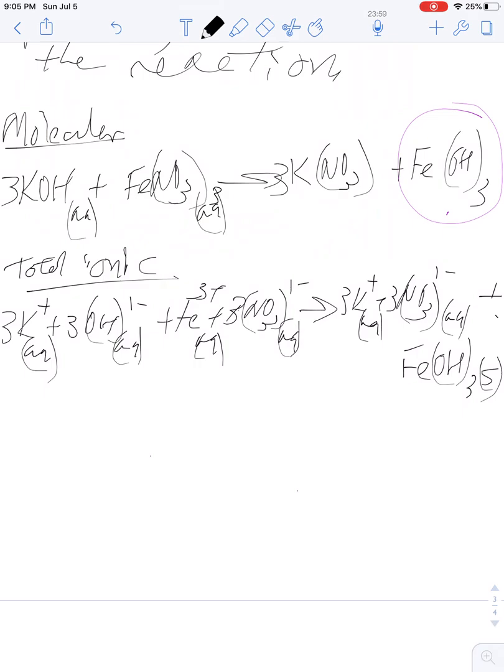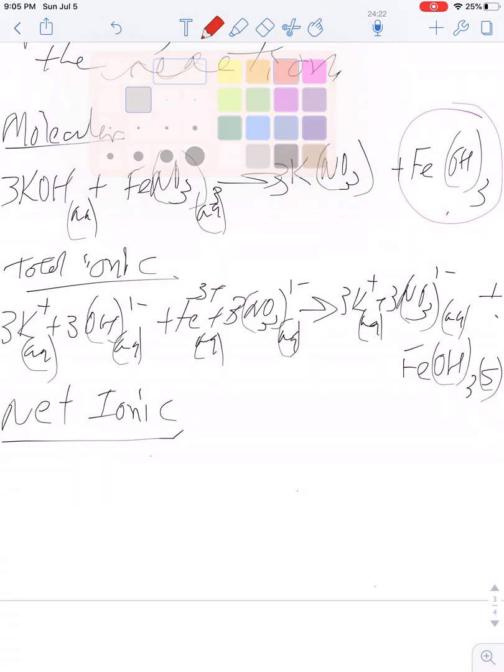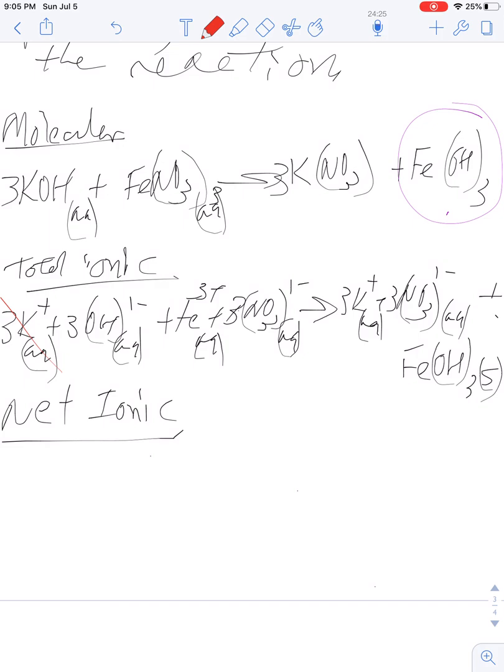Then we have the net ionic. The net is your total. So if you have $20 and you spend 8, your net total is 12. So anything that's a net is your overall result. In the case of chemistry, we're going to cross out ions that appear on both sides of the reaction. I see 3 potassiums on the reactant side and 3 potassiums on the product side. I see 3 nitrates on the reactant side and 3 nitrates on the product side. Those are the only things that cancel.